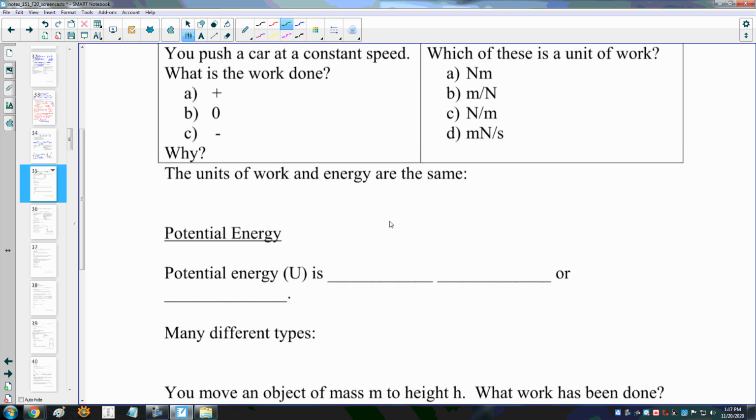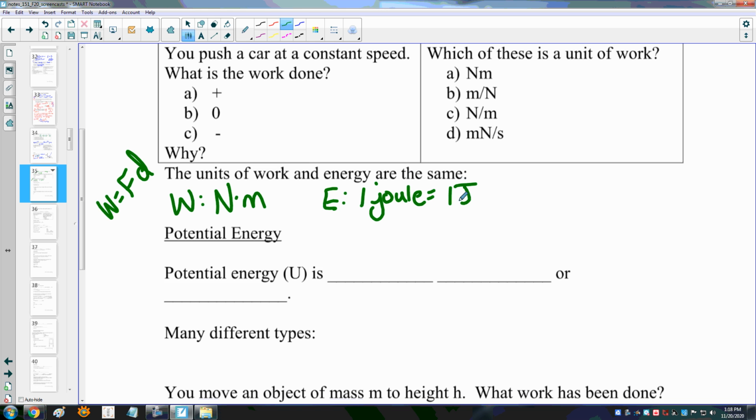The units of work and energy are the same. Usually in physics books, they'll use the Newton meter for the unit of work. Because remember, work is equal to the force, which is in newtons, and the displacement, which is in meters. So work has units of Newton meters. And then usually energy is in units of joules. 1 joule, which is abbreviated as a capital J because it's a person's name, is equivalent to 1 Newton meter.